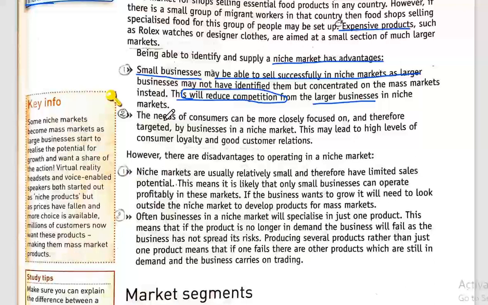And number two, the needs of consumers will be closely focused on and targeted by businesses in the niche market, and also it's going to lead to high levels of consumer loyalty and good customer relationships, because they are just a small number of customers, so I can focus on them more, I can serve them better, and have a better relationship with them as well.